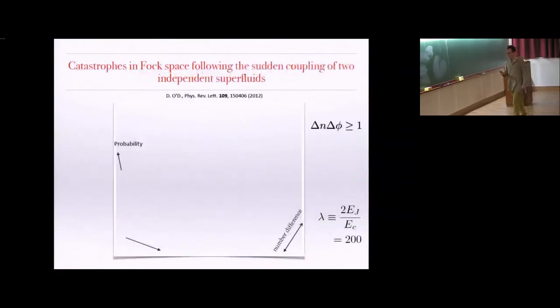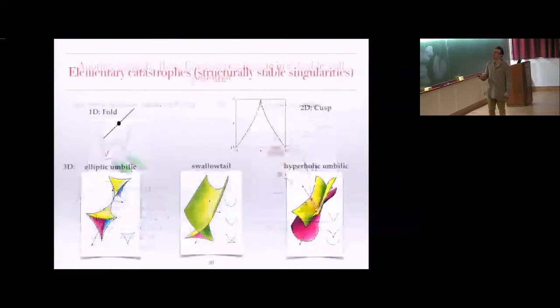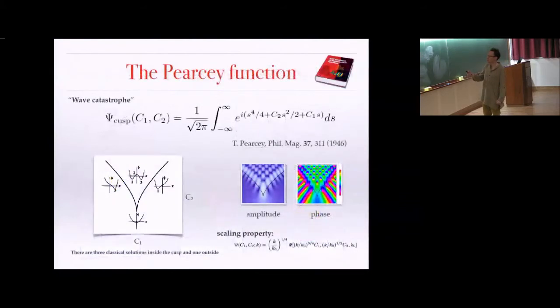So basically, in this picture, you have a nice example of a Pearcey function, but it's in Fock space. So it's not in real space, it's in the number difference space between these. These two condensates are defined by the number of particles on the left or the number of particles on the right. And you also have time, so you have a two-dimensional space. Along this axis you have number difference, and along here you have time, and you get this Pearcey function, but it's in Fock space, and it's an example of what I call a quantum catastrophe.